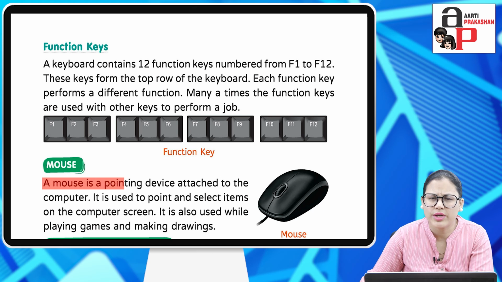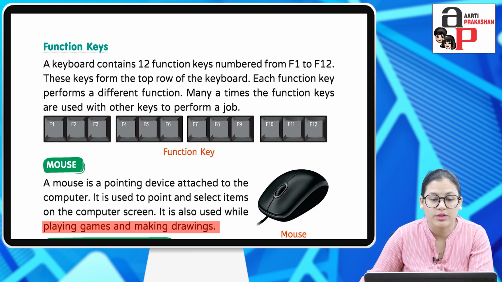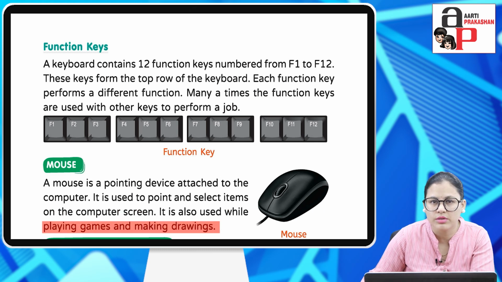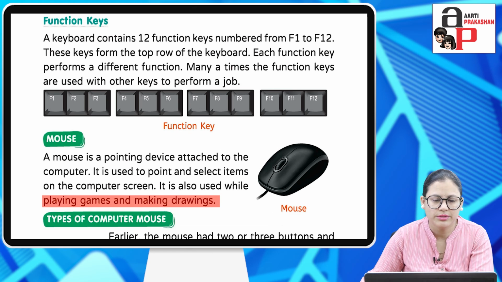Mouse. A mouse is a pointing device attached to the computer. It is used to point and select items on the computer screen. It is also used while playing games and making drawings. Suppose we want to point at something on the computer screen or we want to select something on the computer screen, then we use a mouse.